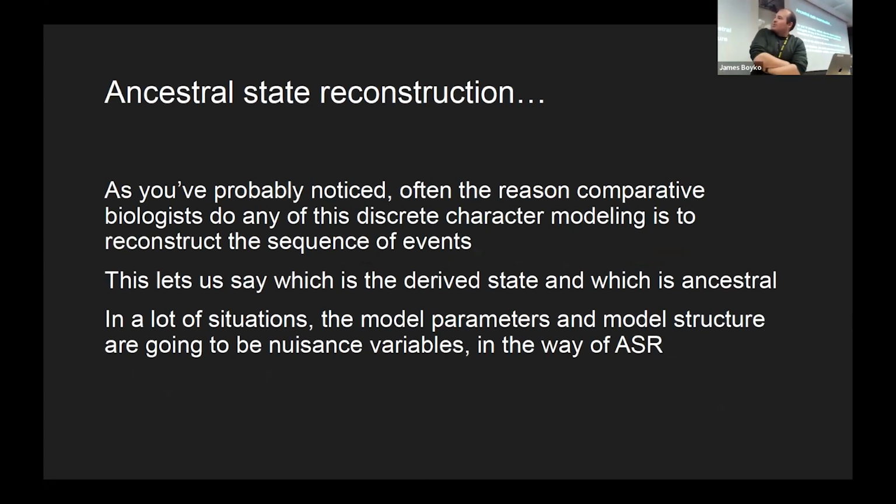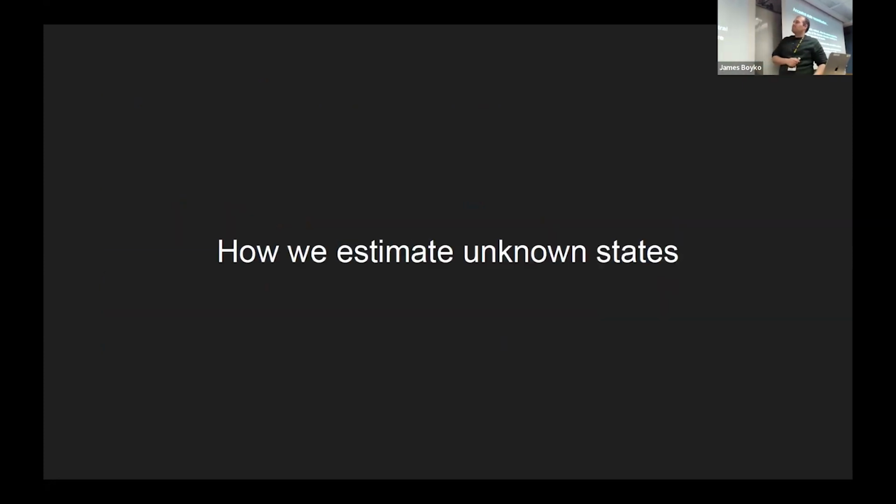Okay, so ancestral state reconstruction. You've probably noticed that in comparative biology, we are interested in reconstructing the sequence of events, how they've occurred. We use these models as the framework, which we're going to build off of to make estimates about the past. So this could let us say what the derived state is, which is ancestral. And in a lot of studies, the model parameters that I've been talking about, these model comparisons, are really just nuisances before you get to your ancestral state reconstruction. You need to have an optimized model before you do your historic inferences.